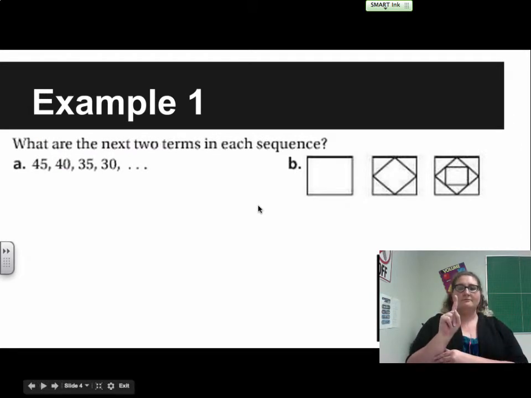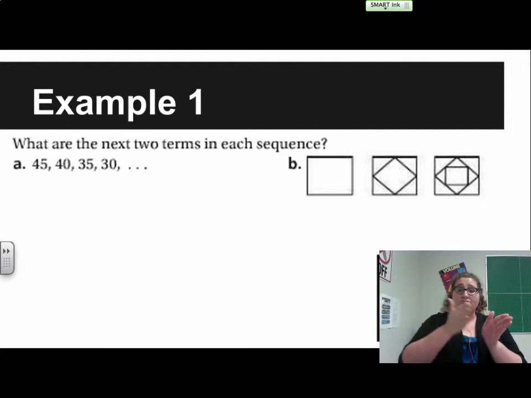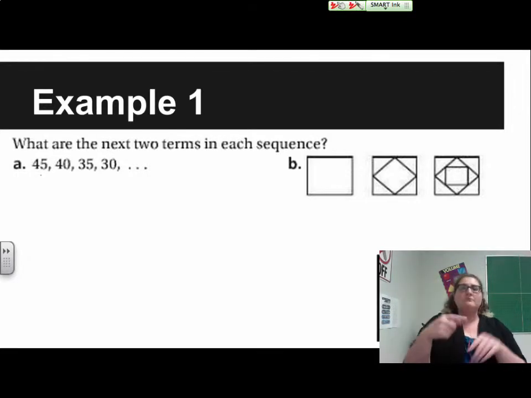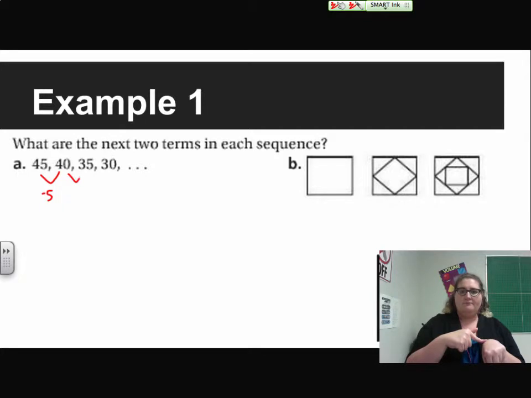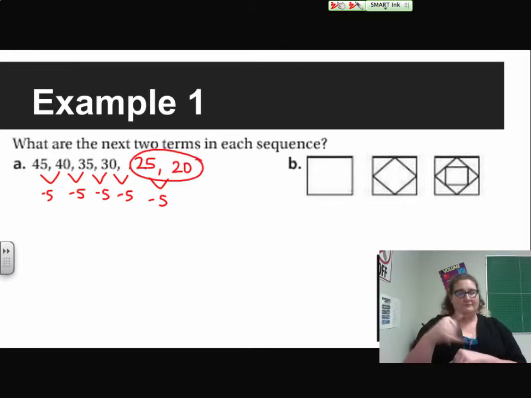Example 1. What are the next two terms in each sequence? On the first one, we have 45, 40, 35, 30. If you notice the pattern, it looks like we are going down, or subtracting 5 each time. So if I subtract 5 again, I will get 25, and then subtract 5 again, and I'll get 20. So there are the next two terms on that one.